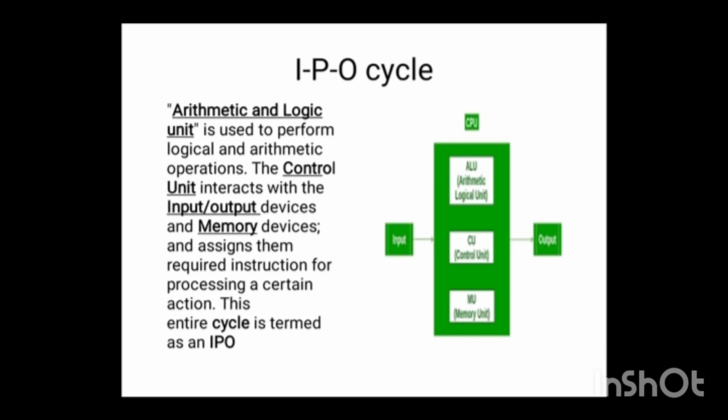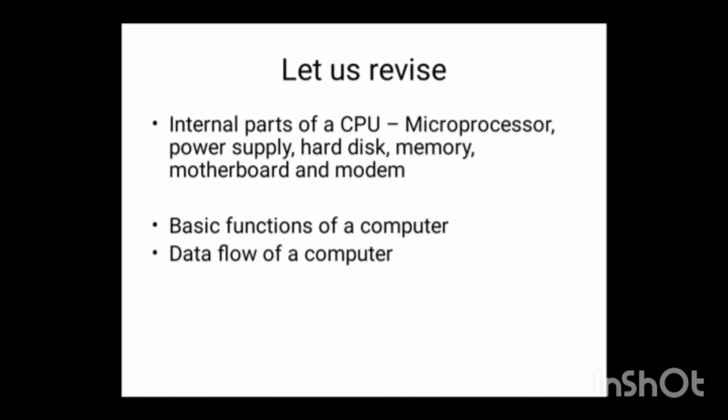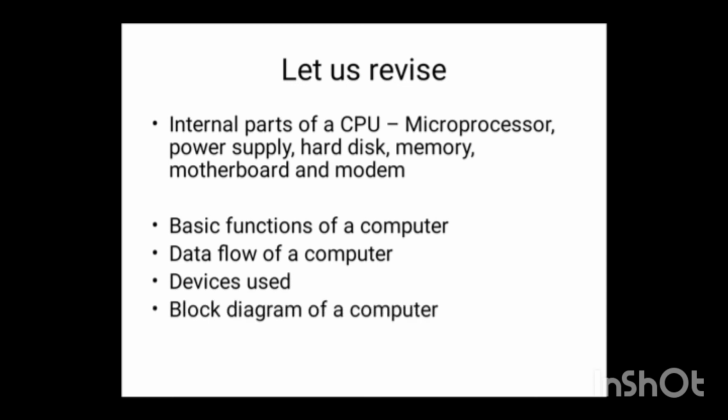Okay. Now, let us revise what all things we learned today. We learned today internal parts of a CPU: microprocessor, power supply, hard disk, memory, motherboard and modem, and basic functions of a computer, how the data flows through a computer and devices used for data flow, and the block diagram of a computer, as well as what is an IPO cycle.